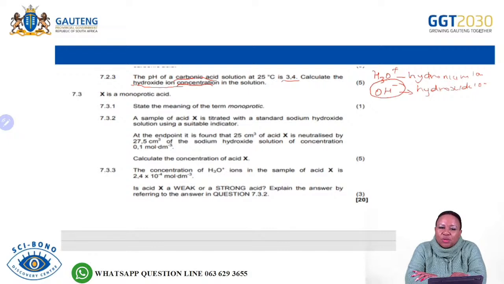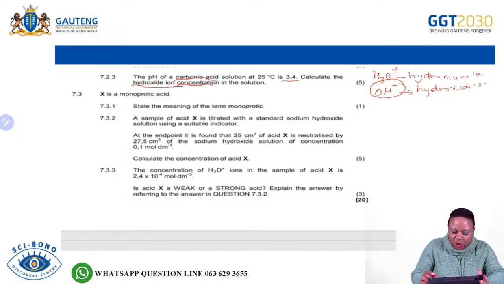As I said at the beginning of our topic, the information that we did previously in terms of calculating the pH is still going to be useful, because there will be instances where we are provided with the pH and we need to calculate the concentration of some of the acids and bases. Now let's look at this question.